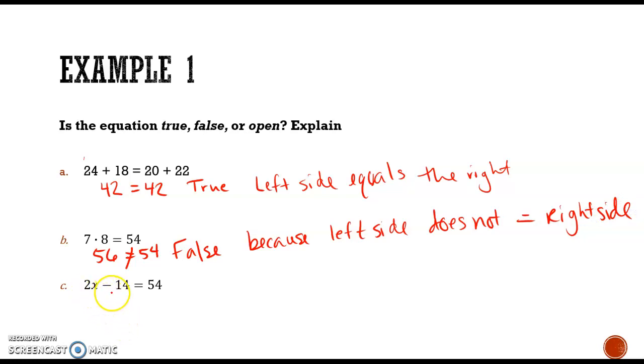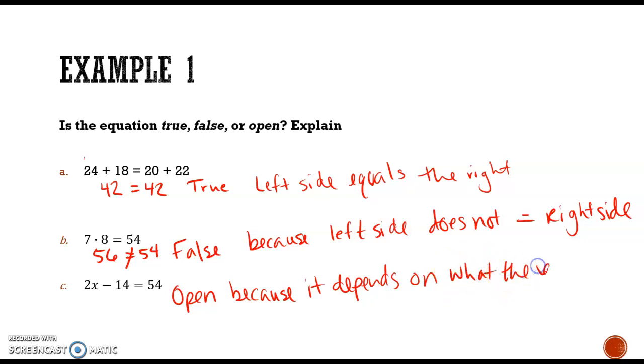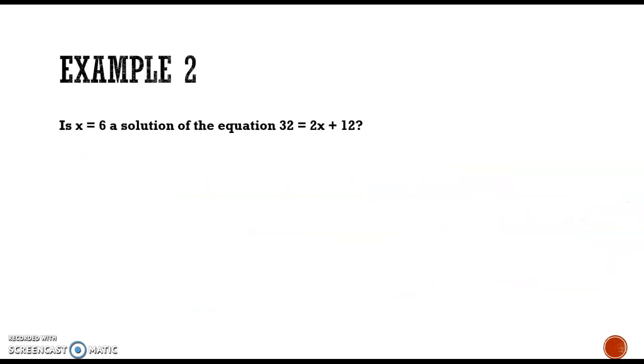All right, next one, 2x minus 14 equals 54. Unless I know what x is, at this point we're calling this open because it depends on what the variable is. And yes, I know that you guys know how to solve that two-step equation, but we're going to act as if we don't know how to solve it. I know that's hard.